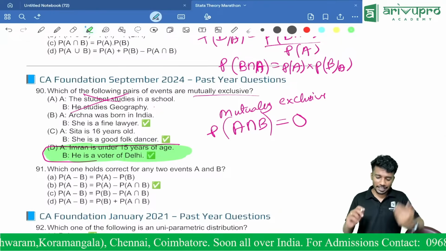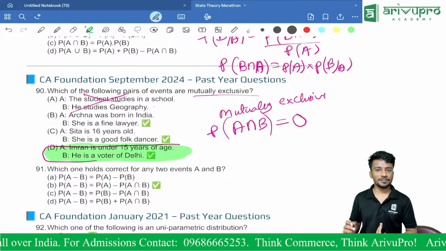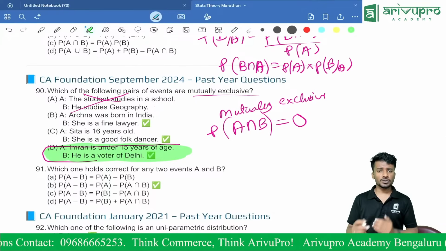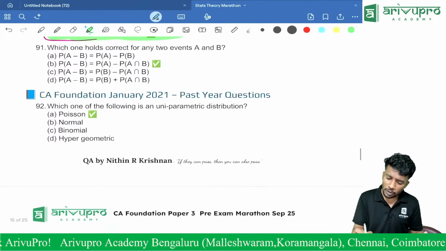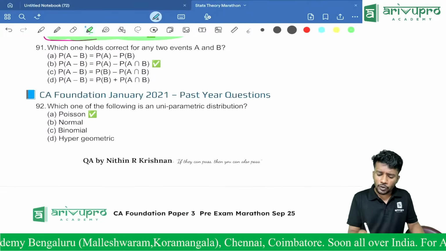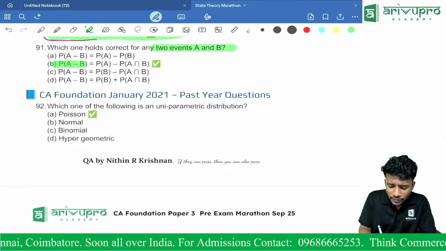That means voting and voter of Delhi and having age 15 years of age are mutually exclusive. Their intersection value is 0. Then which one holds correct for any two events A and B? What is P of A minus B?